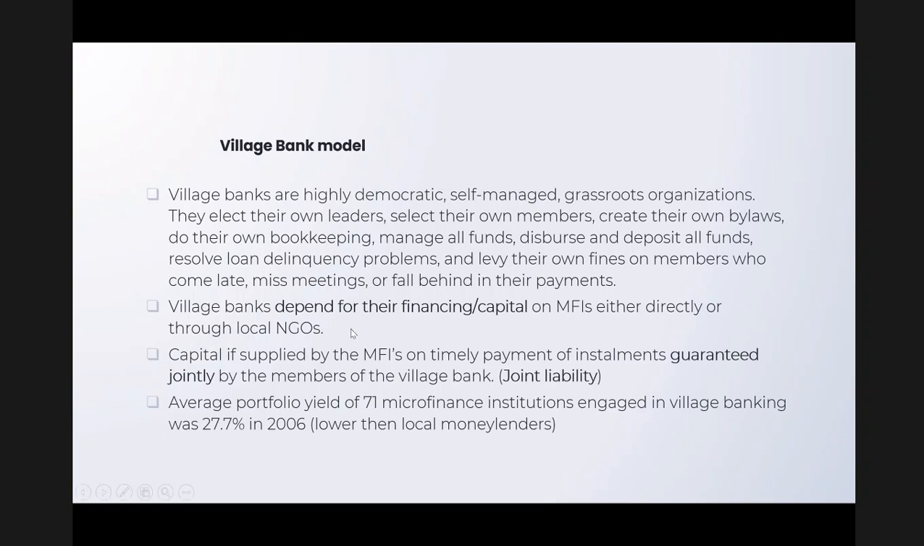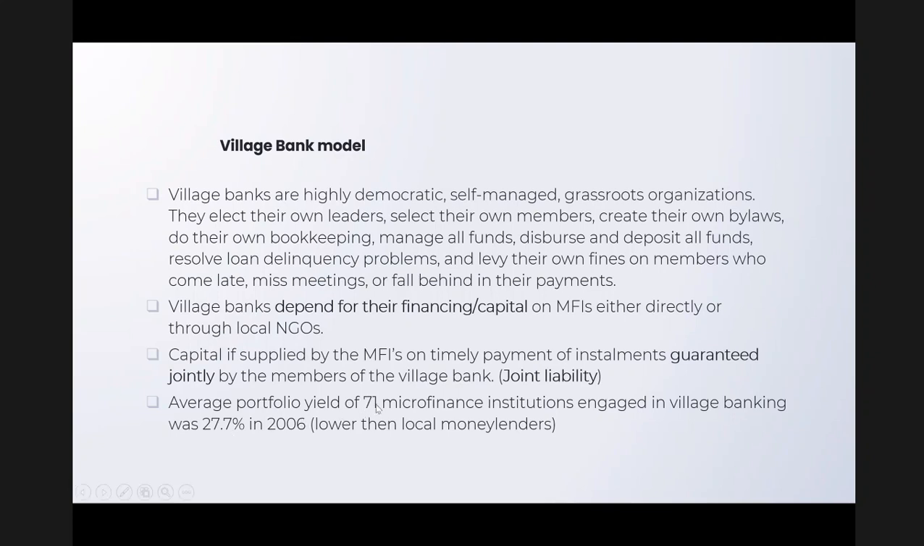As far as financing is concerned, capital is supplied by the MFIs, microfinance institutions, either directly or through local NGOs. Sometimes microfinance institutions directly supply the fund to that committee, and sometimes they supply through a mediator, a local NGO. The capital supplied by the MFIs on timely payment of installments is guaranteed jointly by the members of the village bank. So the joint liability concept is there, because every member is jointly responsible for the payment of installments.